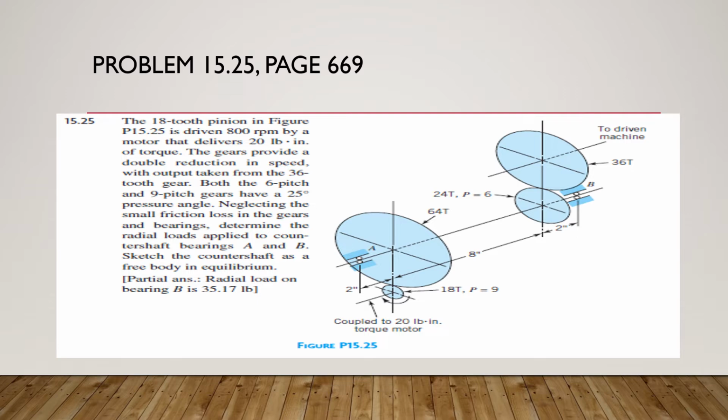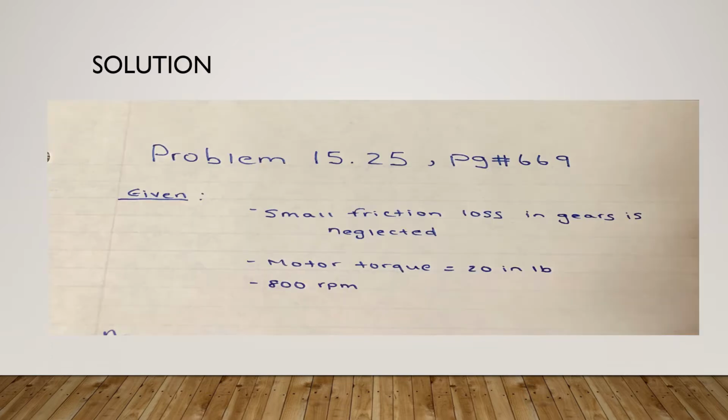Neglecting the small friction loss in the gears and bearings, determine the radial loads applied to countershaft bearings A and B. Sketch the countershaft as a free body in equilibrium. So to start this problem, we know our givens. We know that it's a small friction loss in gears, which is neglected. The motor torque is 20 pounds per inch, and the speed is 800 RPM.